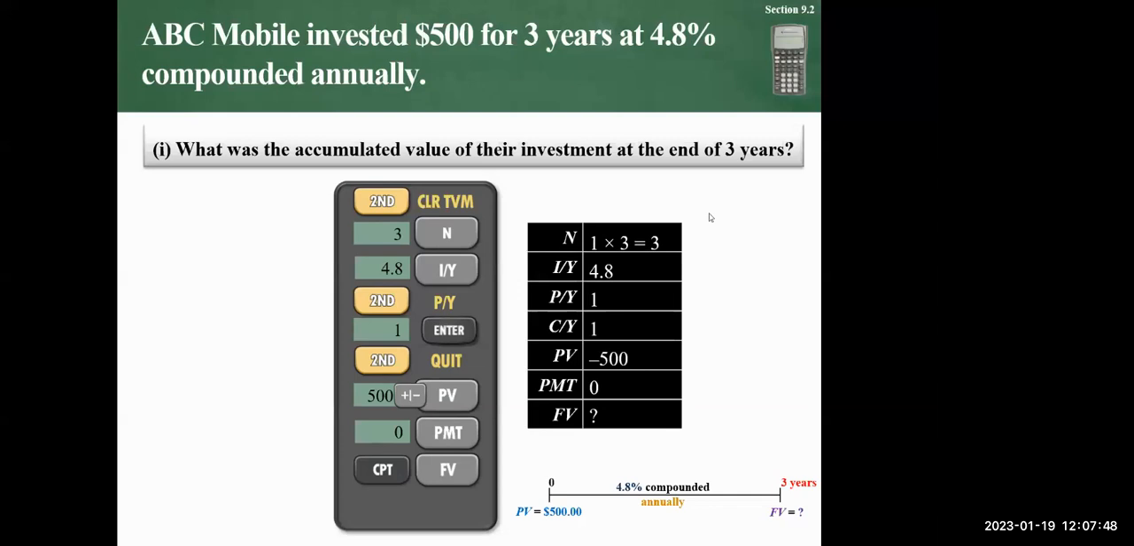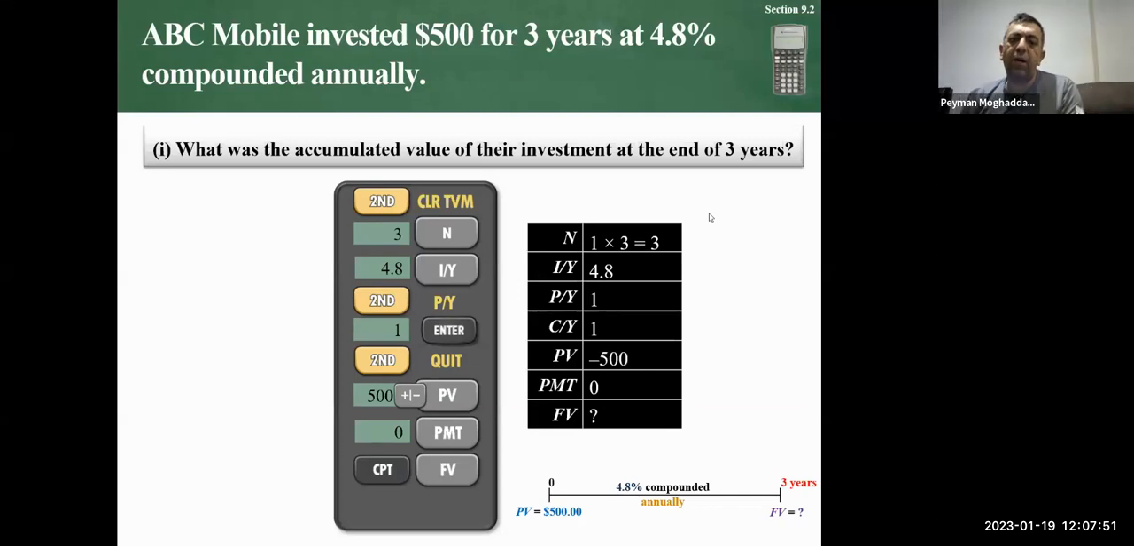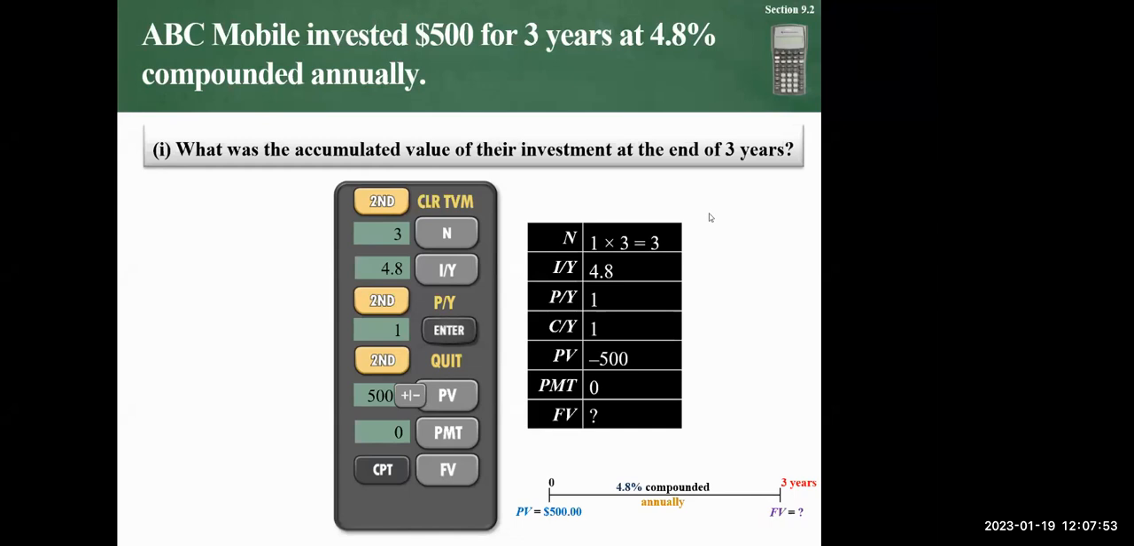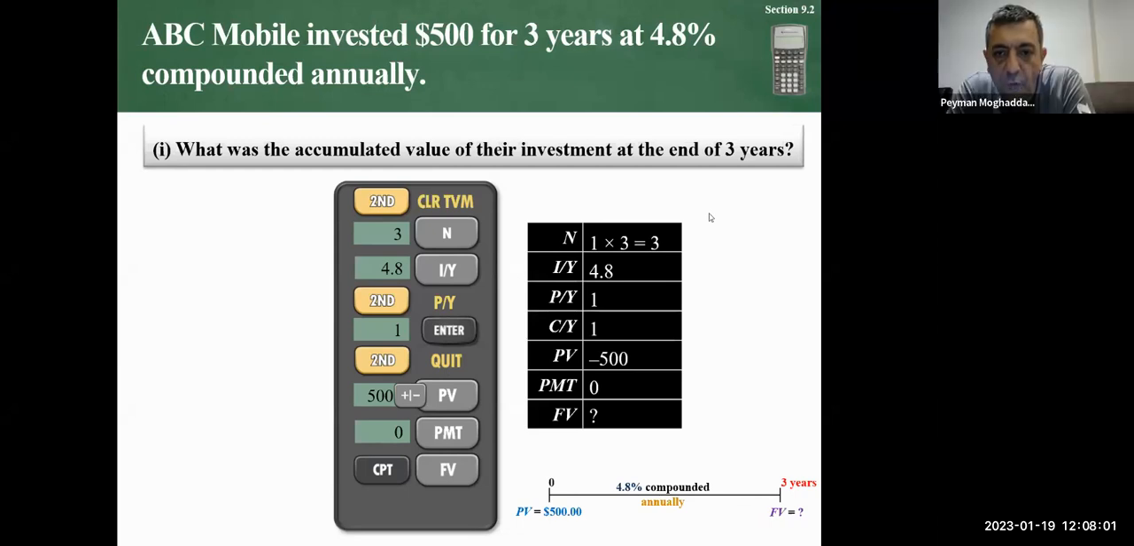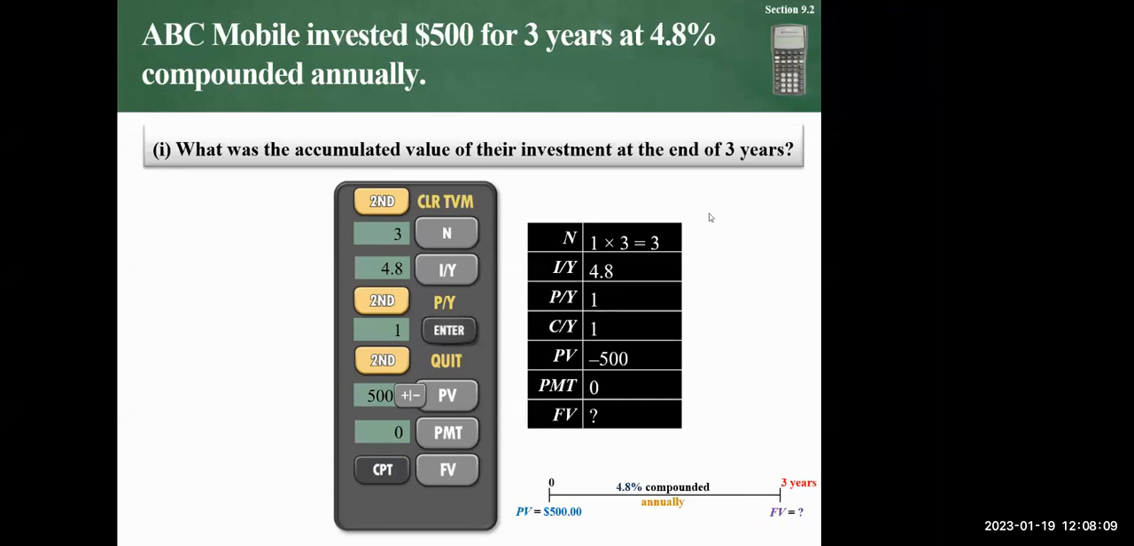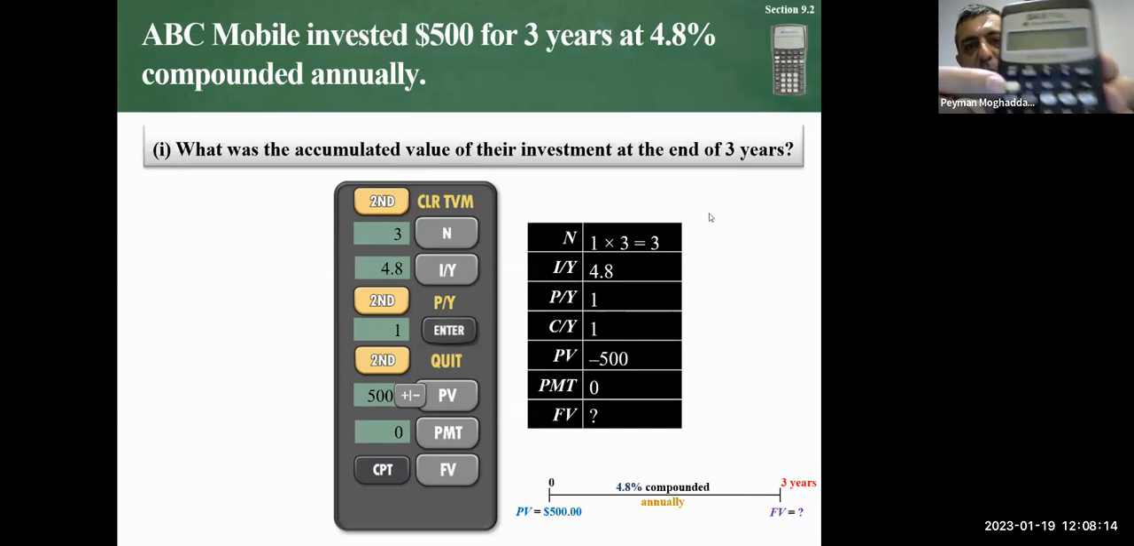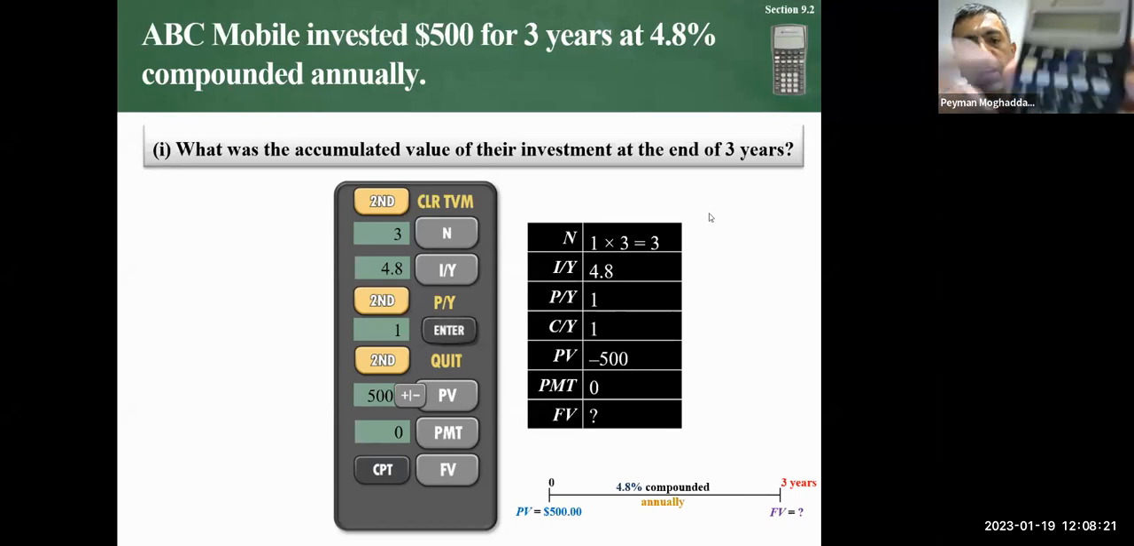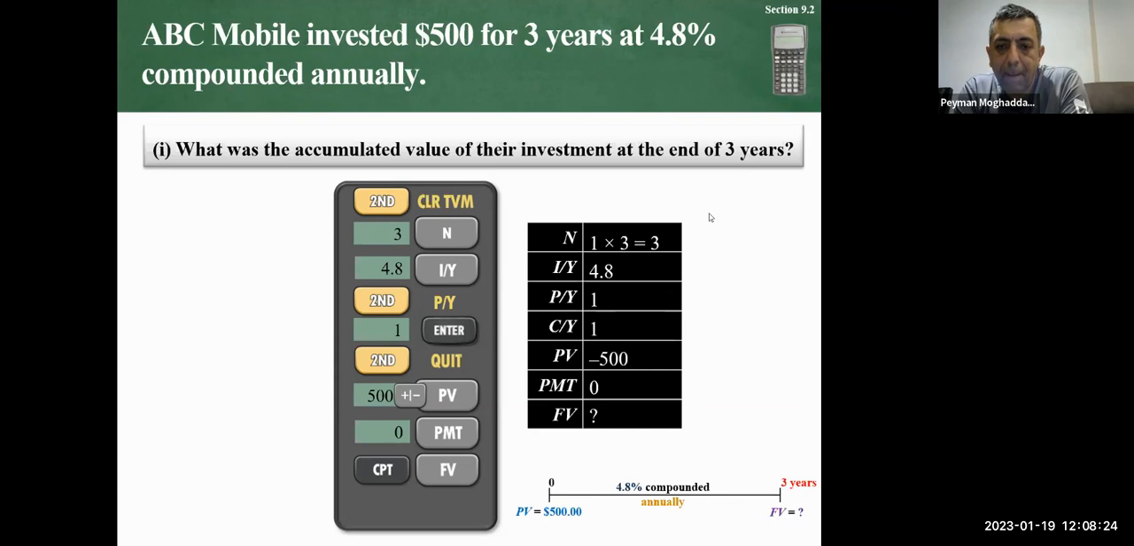Do you want me to show it on the camera? How do you input P over Y? There's no setting button for P over Y. Yeah, so it's the second button, the yellow button. Do you see my camera? Okay, yeah. Second button, and I over Y. Second, I over Y is going to give you P over Y, okay? You see it?